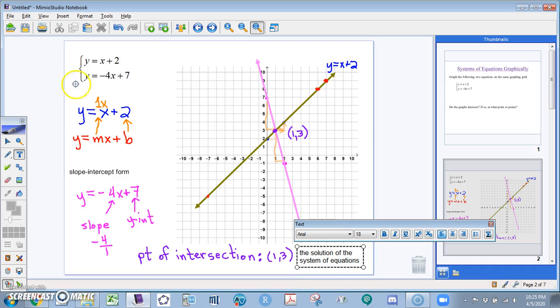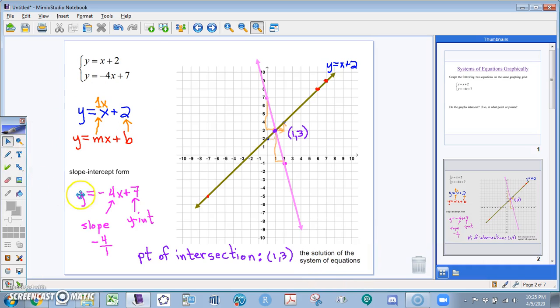And we'll talk a little more in just a bit about what that means and where we get that wording from. But this is the process for finding a solution to a system of equations graphically. Graph both equations and find the point of intersection if they have one.